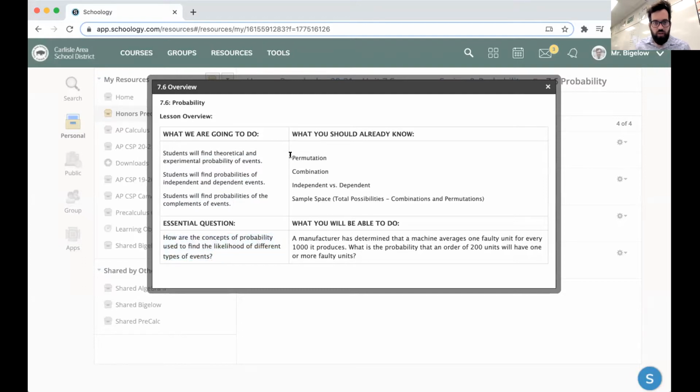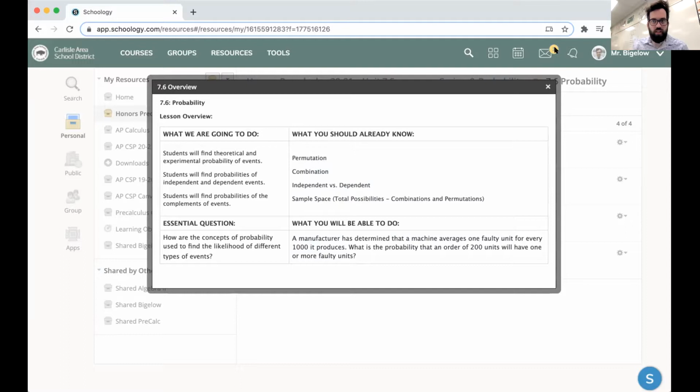You should already know permutations and combinations, the concept of independent versus dependent, and the idea of sample space, which is also just like the total possibilities that could occur in a given event, which uses these concepts of permutations and combinations. Here's an example of something we'll be able to do. A manufacturer has determined that a machine averages one faulty unit for every 1,000 that it produces. What is the probability that an order of 200 units will have one or more faulty units?